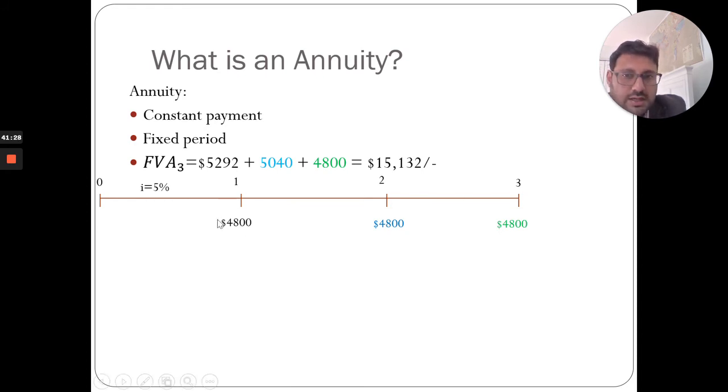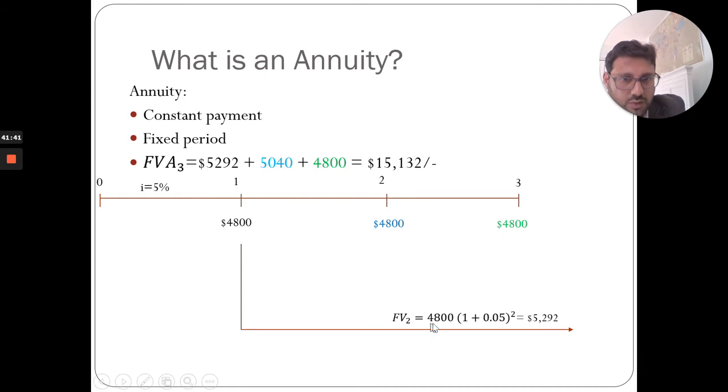So 4,800 has the opportunity to grow by 2 time periods, 1 and 2, right? So when it grows by 2 time periods, it will grow by 5%. So look over here, 4,800 multiplied by 1 plus the 5% interest raised to the power 2. The future value of the 4,800 after 2 years, when the interest is added into it, will become 5,292.